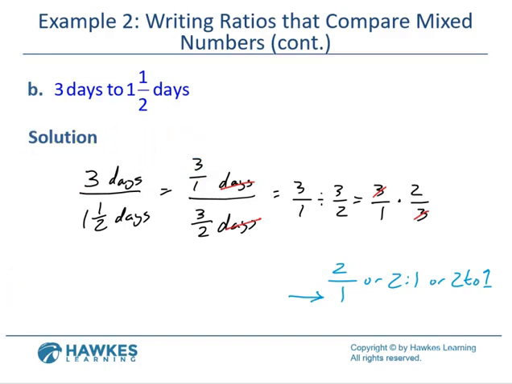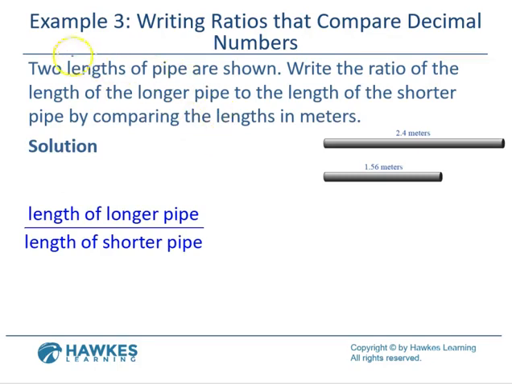Okay, so let's look at the next example they give us. We have two lengths of pipe shown. Write the ratio of the length of the long pipe, that is right there, to the length of the shorter pipe by comparing the length in meters. Notice the length of the longer pipe, we've got 2.4 meters.